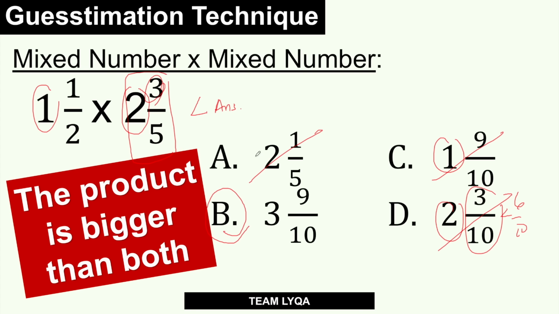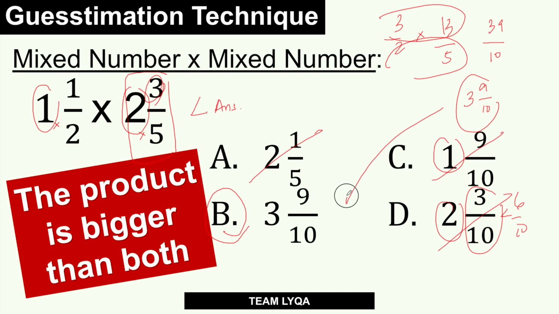Ngayon, kung gusto nyo yung i-check, kasi syempre kung hindi talaga makuha yung process na yan, we can check by using the traditional method. So, 1 and 1 half. So, i-multiply ko siya. That is 3 over 2 times 2 and 3 over 5. 2 times 5 is 10 plus 3. That is 13 over 5. So, i-multiply ko lang yung tapat-tapat. You have 39 over 10. So, that is 3 and 9 over 10. Tama pa rin naman tayo. Okay? So, again, that's just my method.